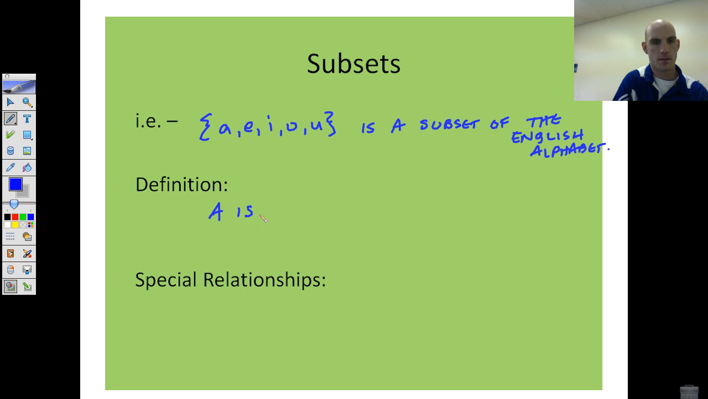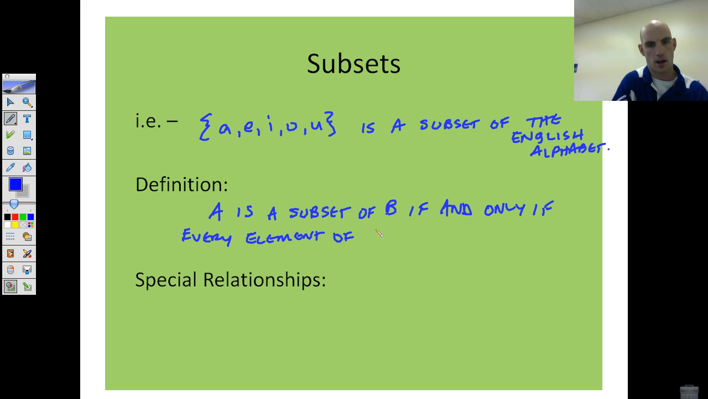Here's how we define it in math. A is a subset of B if and only if every element of A is a member of B. And how we write that would be A is a subset of B. So if I pick something in A, it has to be in B. Not necessarily everything in B is in A, but everything in A has to be in B.